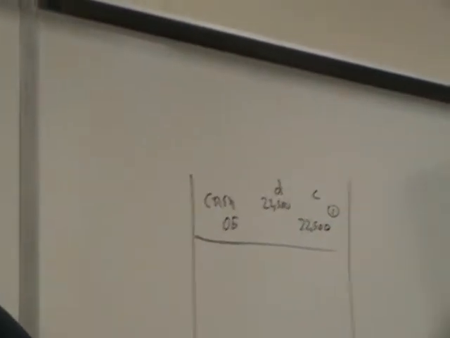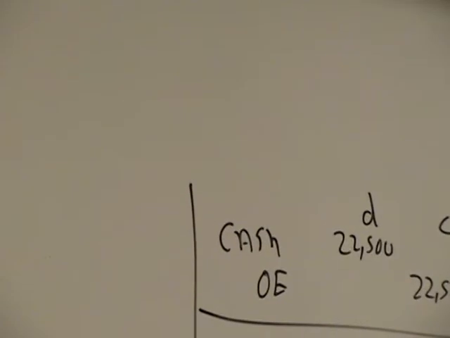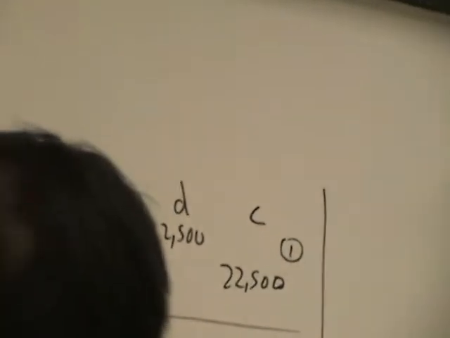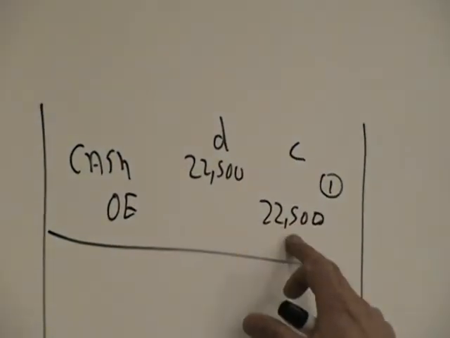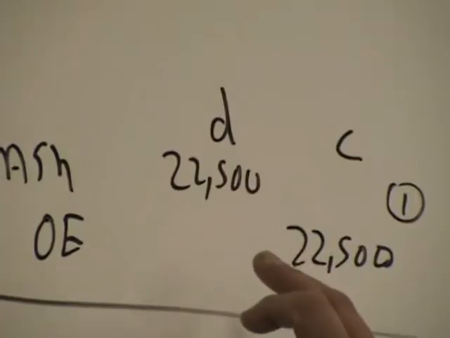Okay, so we're doing a problem here. There's the first entry. What's your name? Mike. Mike, like me. All right, Mike, see that entry? That was the first entry. What happened was they invested $22,500 into the business. Right. So therefore, cash increased.